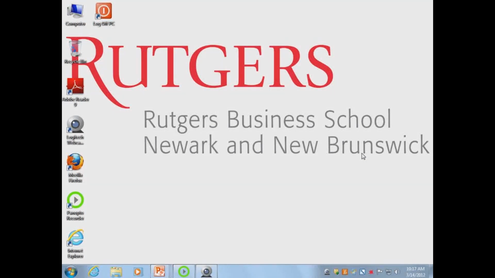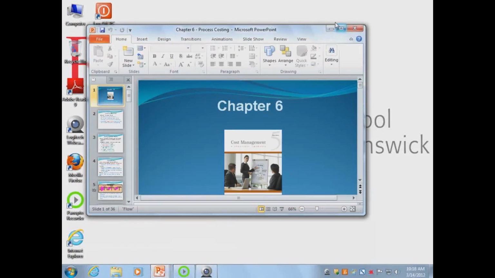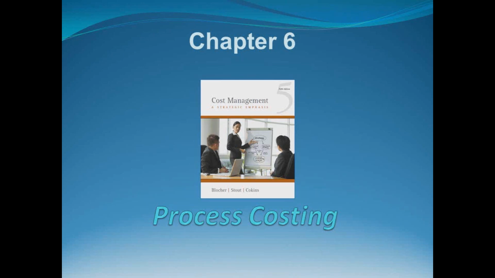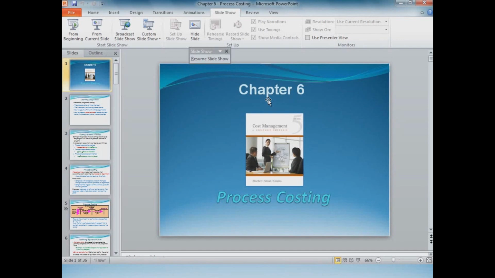And you could have said the same thing about beer making, or lots of different types of process businesses. Okay, process costing. For those of you who like math, strap in. I mean, it's not hard math, but it's math nonetheless.